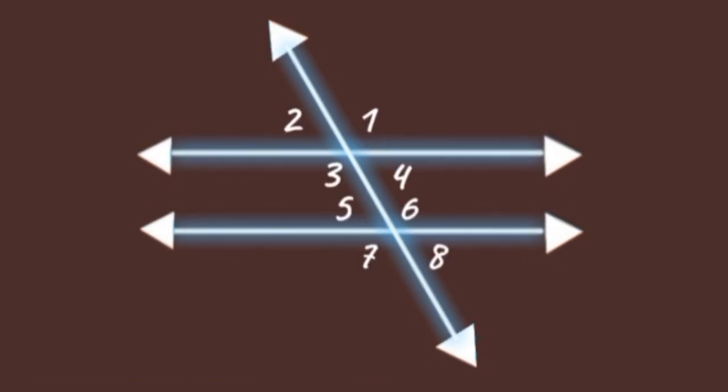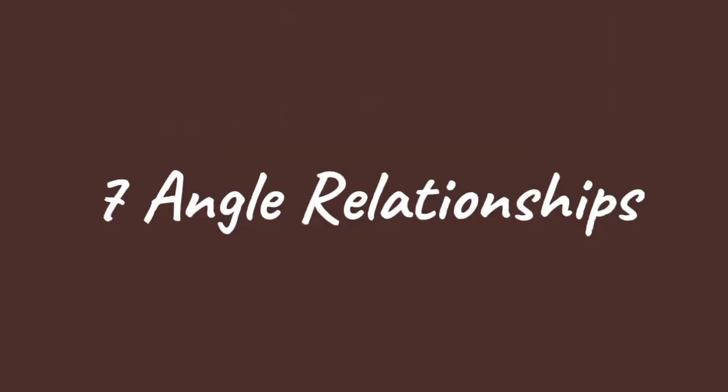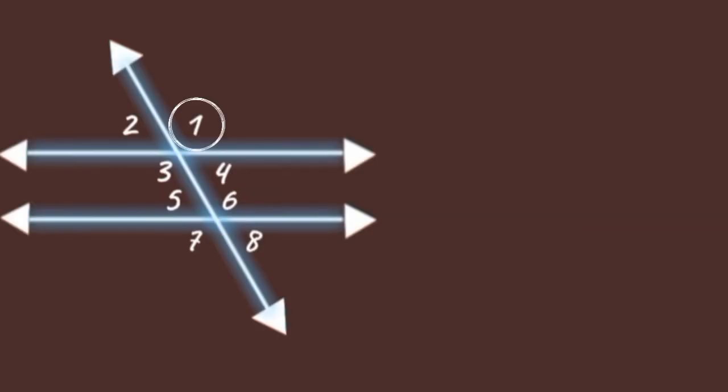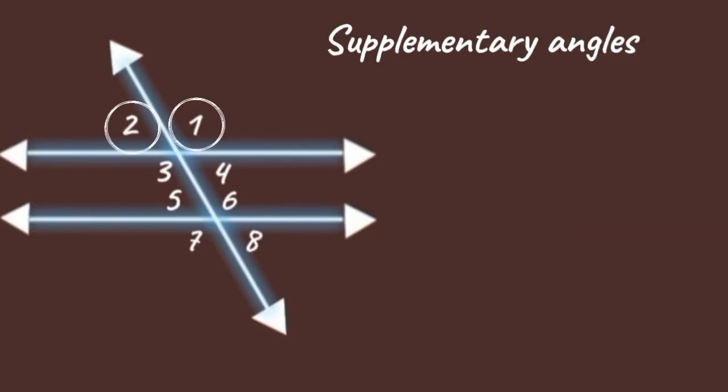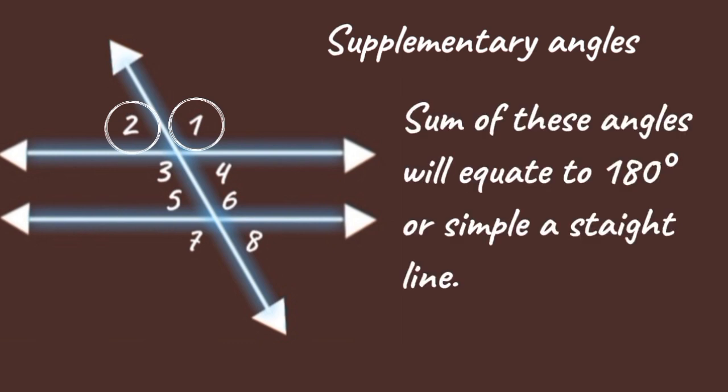Can you determine which type of angles are formed in this illustration? Let's take a look and find out. We have 7 different relationships to remember. Angles 1 and 2 are said to be supplementary, which means that the sum of these angles will equate to 180 degrees or simply a straight line. Likewise, angles 1 and 4, angles 2 and 3, and angles 3 and 4 are also supplementary angles.